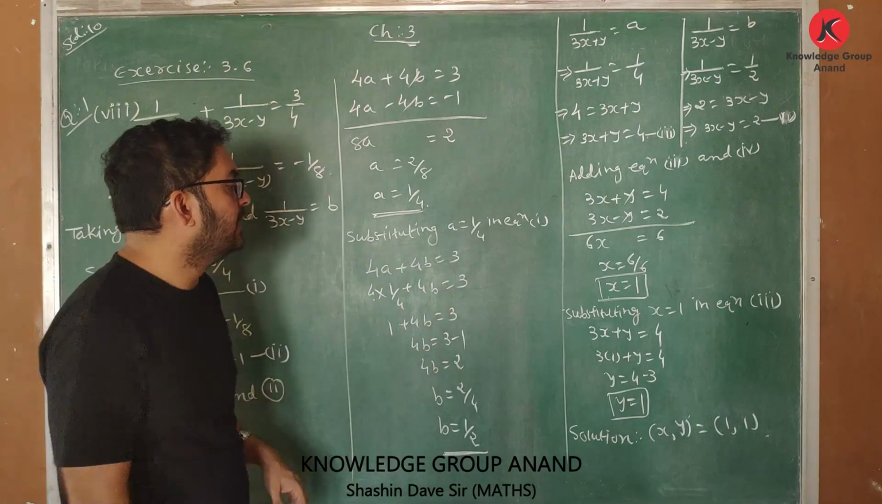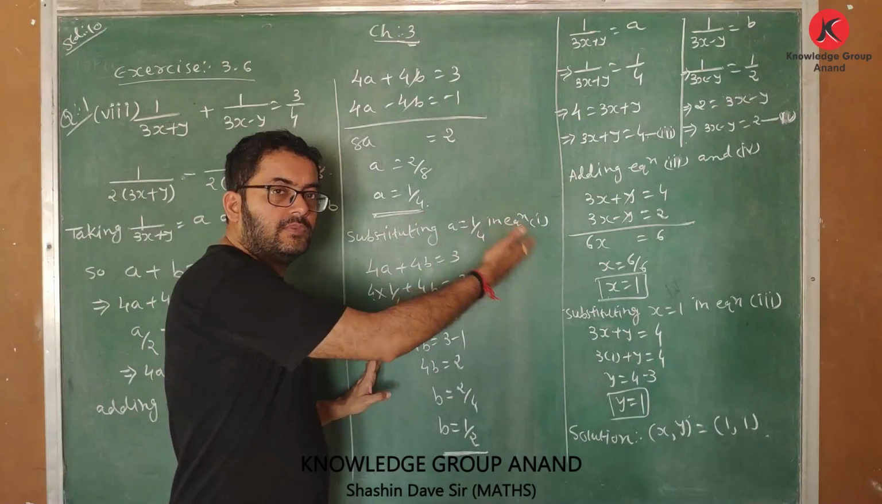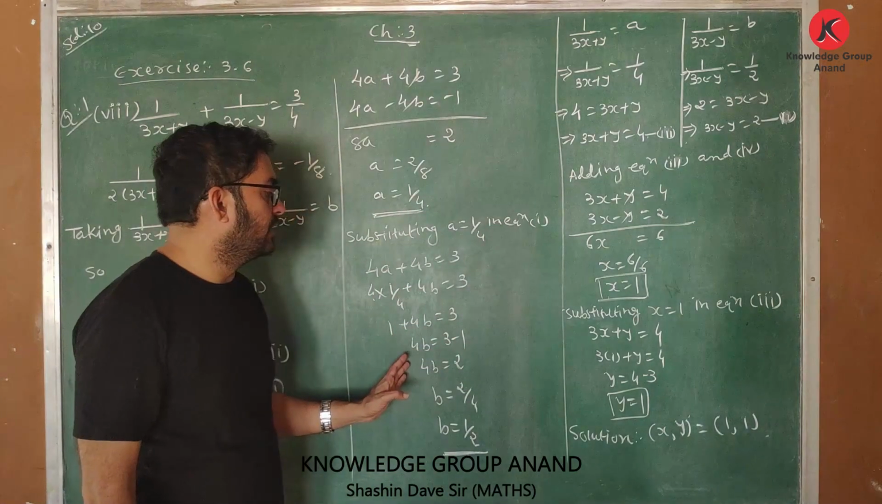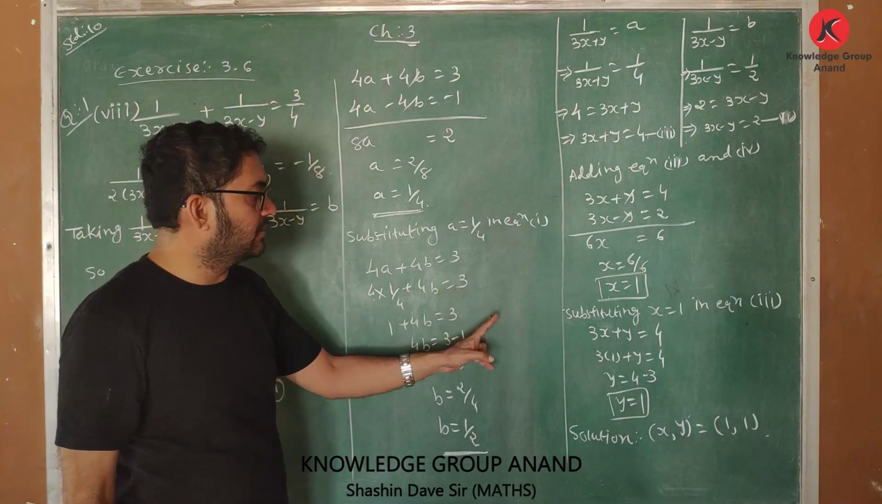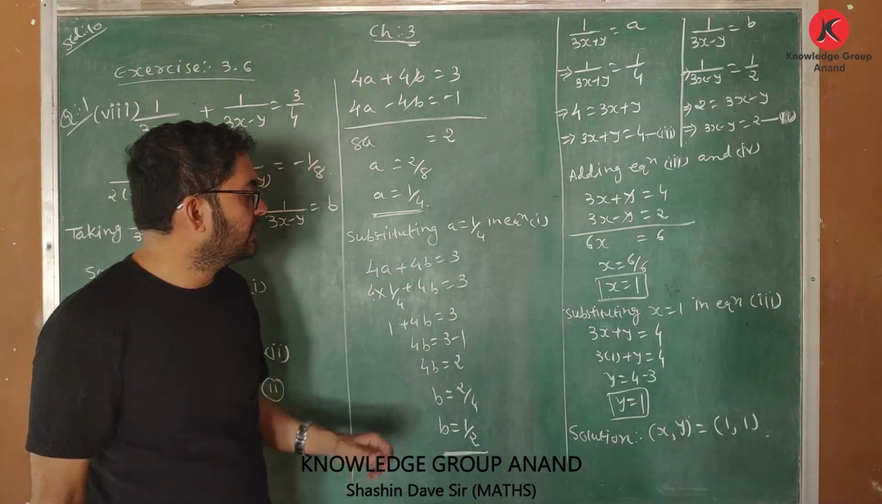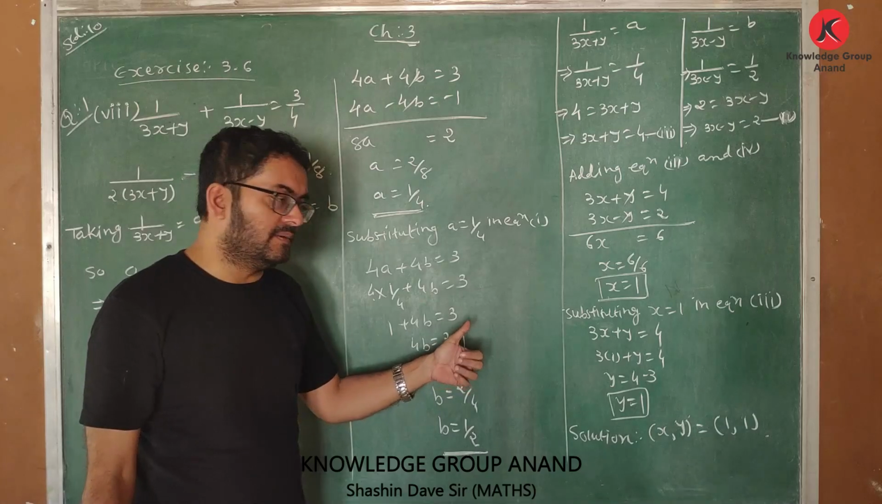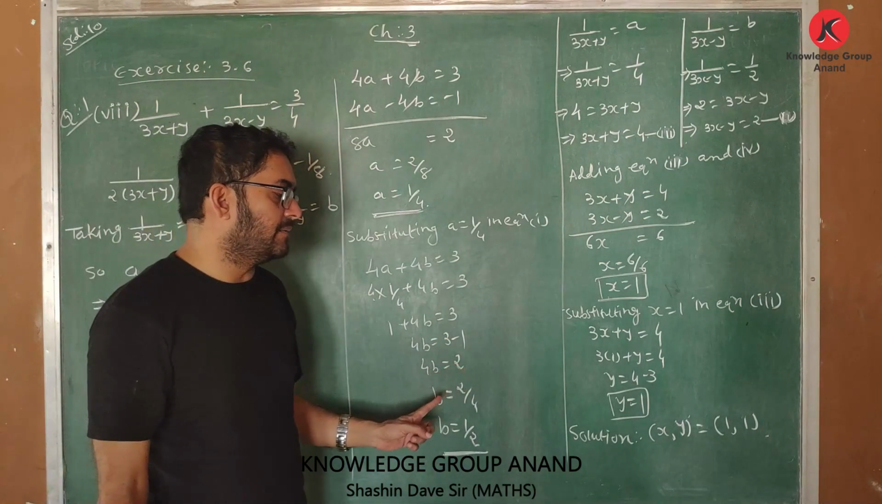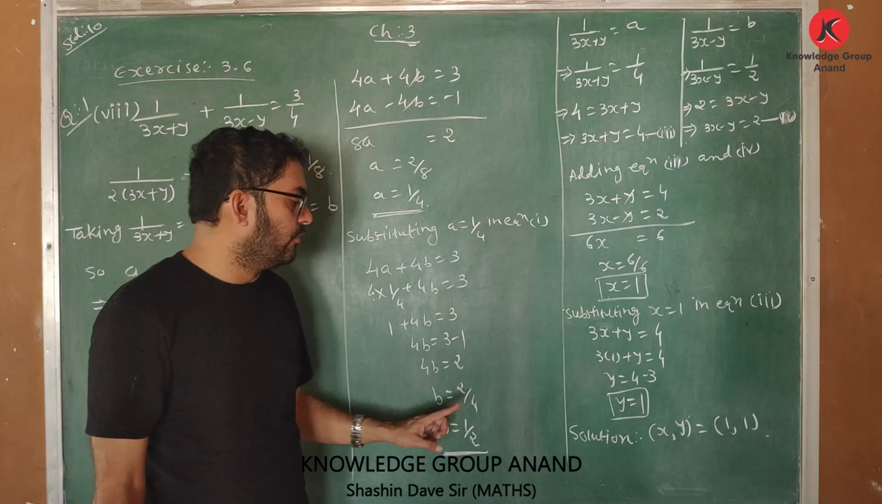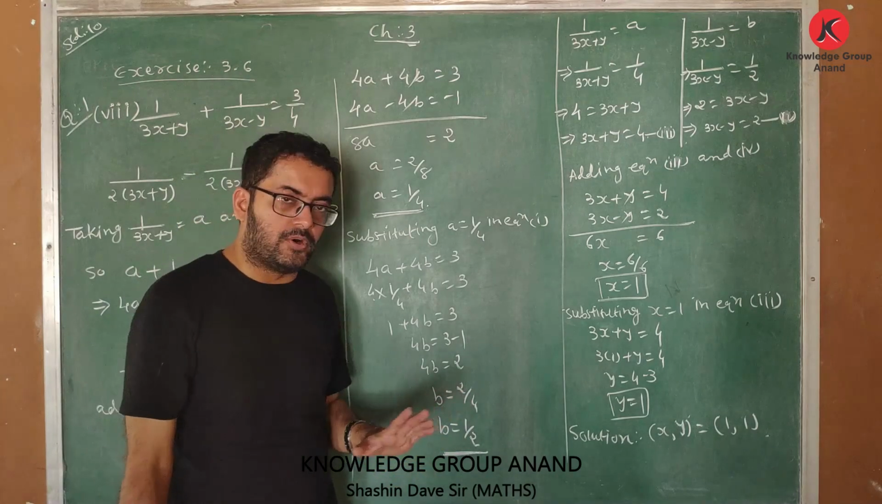Then in the next step, I will take this 1 on the right hand side. As you can see over here, that plus 1 when it's taken on the right hand side becomes minus 1. So 4b is equal to 3 minus 1. So 4b is equal to 2. That means b is equal to 2 by 4. So the value of b is 1 upon 2.